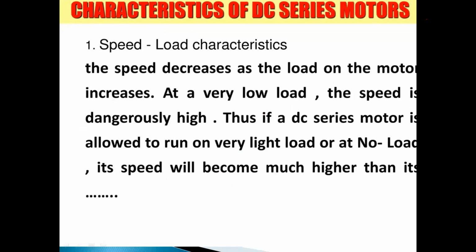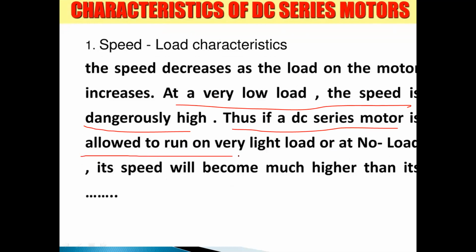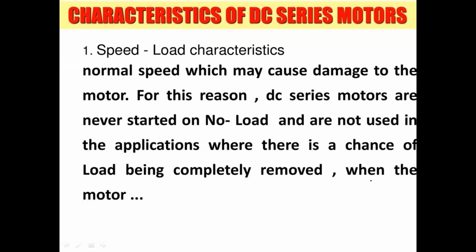The speed decreases as the load on the motor increases. At very low load, the speed is dangerously high. If a DC series motor is allowed to run on very light load or no load, the speed becomes very high, and that will damage the motor. To avoid that, the motor is connected to a gear system. For this reason, DC series motors are never started at no load.